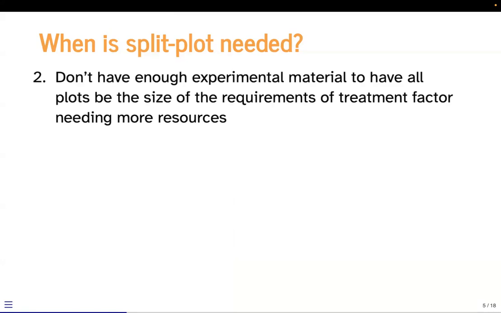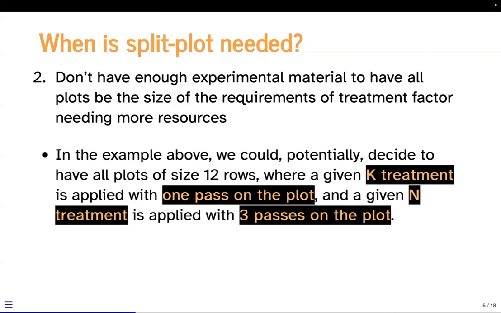So if that is the case where your treatments are applied at different scales, and also you don't have enough experimental material to simply have all plots be 12 rows, right? So in this example that we just talked about, we may decide to have our potassium treatments applied on those 12 rows. And if we do have the space, we may decide then to have our nitrogen treatments having 3 passes within each one pass of potassium treatment. So we could decide to do that here instead. If we did, potassium requires a larger plot. If we have the space, we don't need a split plot. If we do not have the space, then we need to think of a solution for this.